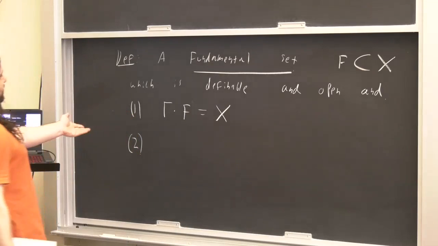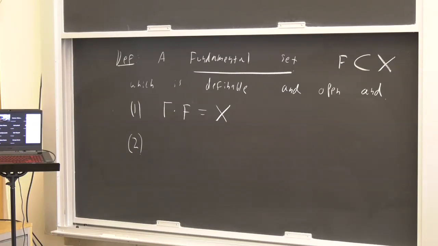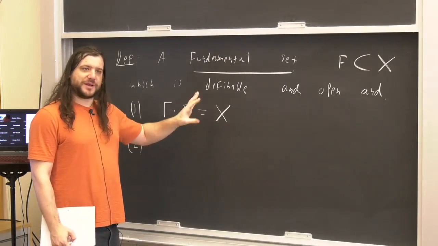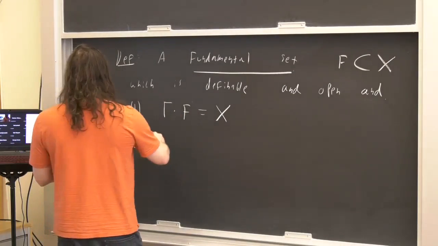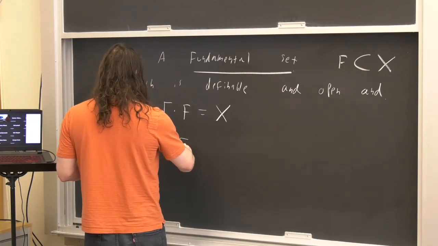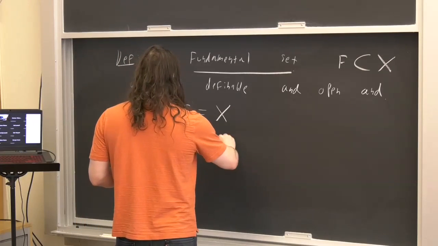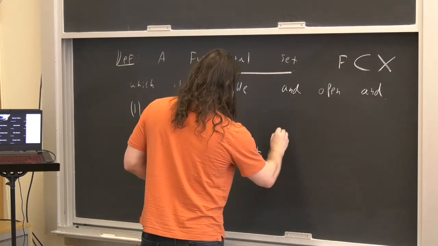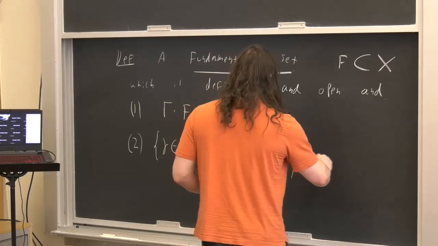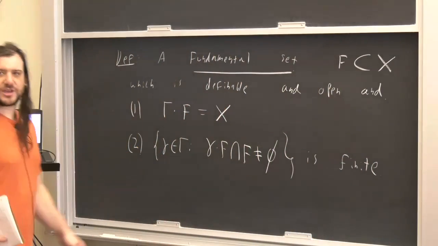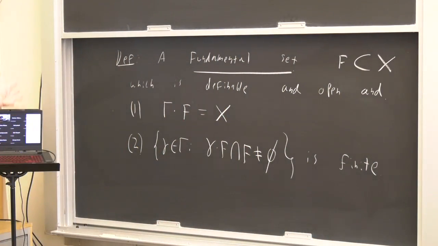Second of all, I'm not going to insist there's exactly one element from each orbit, but I want it to be finitely many, and I want this to happen in a uniform way. So what I'm going to say is the set of gamma such that gamma F intersect F is finite. So I want there to be globally only finitely many gammas involved if I restrict to F.